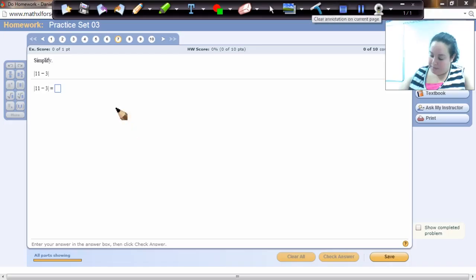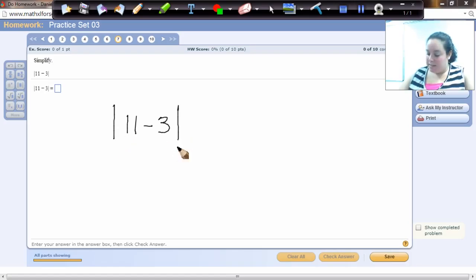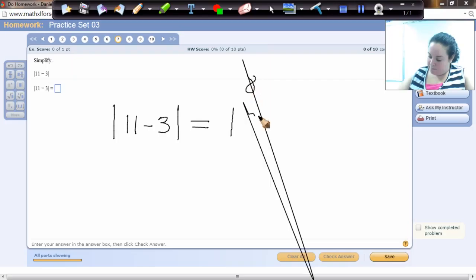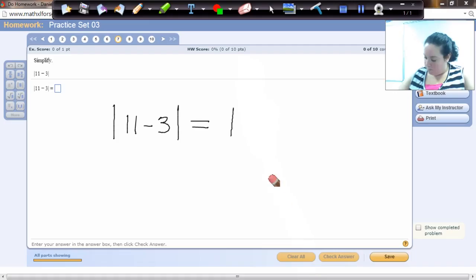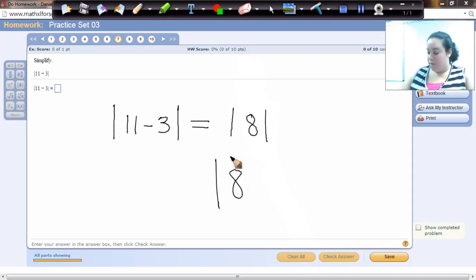So, okay. But just as a review, in general, we like to think about it as make it positive. So work inside the absolute value bars first. 11 minus 3. And then make it positive. Okay. Let's move on to the next one.